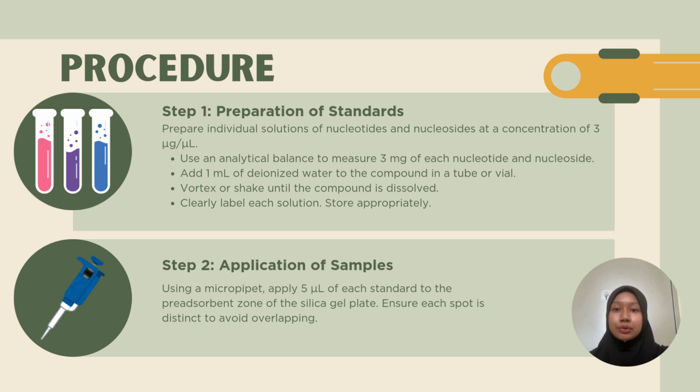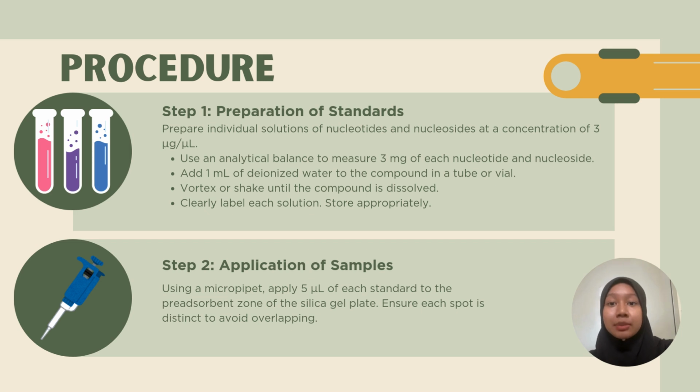Step 1. Preparation of standards. The purpose of the preparation of standards is to prepare individual solutions of nucleotides and nucleosides at a concentration of 3 microgram per microliter. Firstly, use an analytical balance to measure 3 mg of each nucleotide and nucleoside. Then, add 1 ml of deionized water to the weighed compound in a clean tube or vial. Next, vortex or shake until the compound is completely dissolved. Lastly, clearly label each solution with the compound name and concentration. Store appropriately, at approximately 4 degrees Celsius.